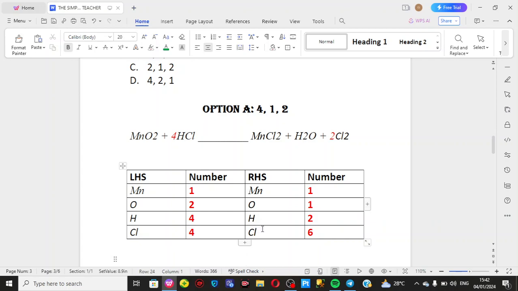So it's also not balanced. For chlorine, 4 times 1 chlorine, 1 atom of chlorine, will give us 4. That's why we are having 4 here.